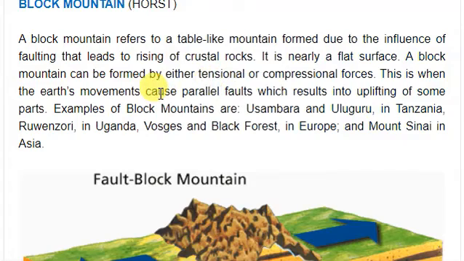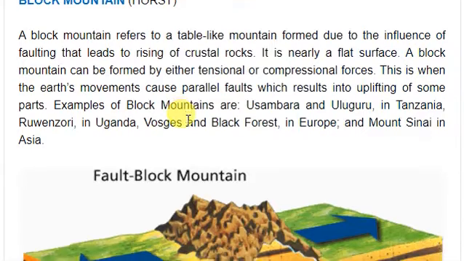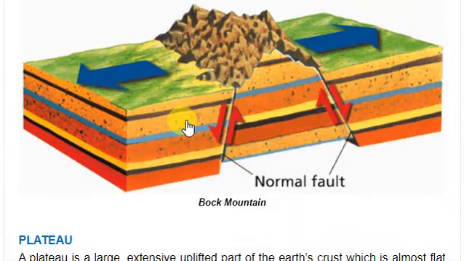This is when Earth's movement causes parallel faults, which results into uplifting of some parts. Examples of block mountains are Usambara and Uluguru in Tanzania, Ruwenzori in Uganda, Vosges and Black Forest in Europe, and Mount Sinai in Asia. So all of these are examples of block mountains.